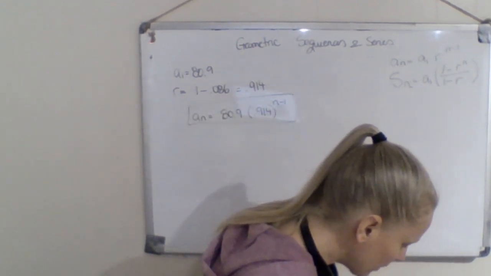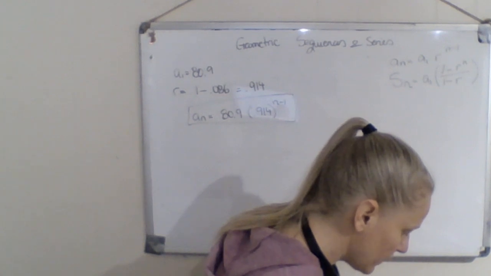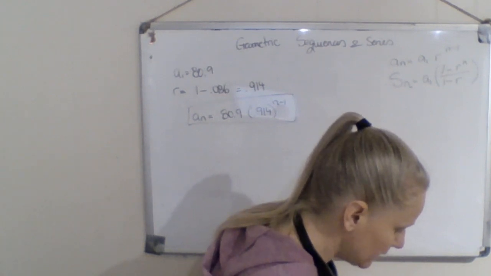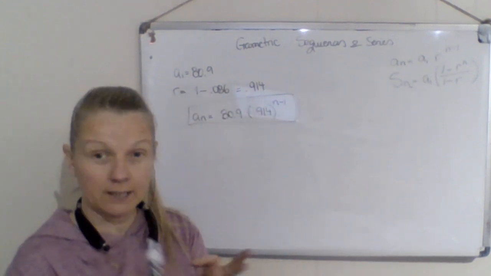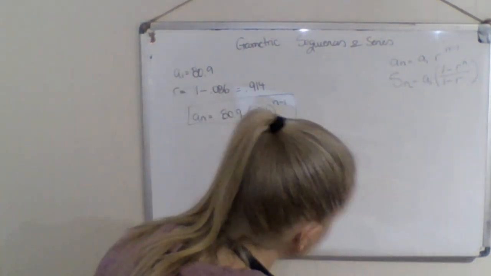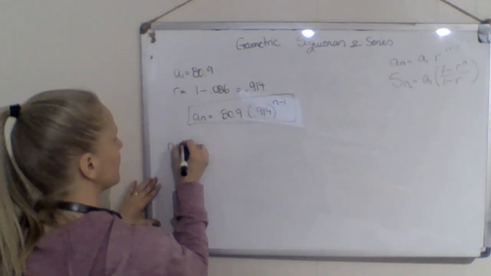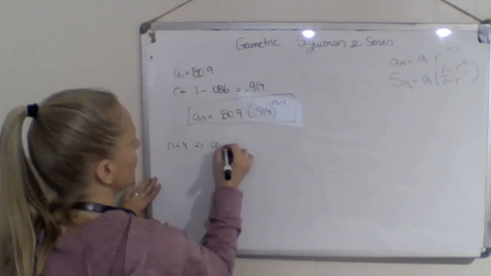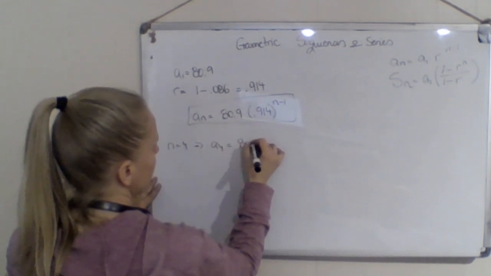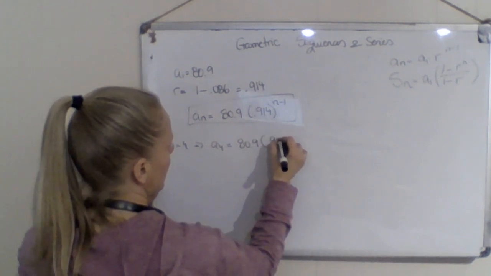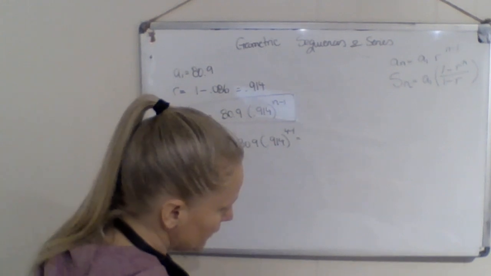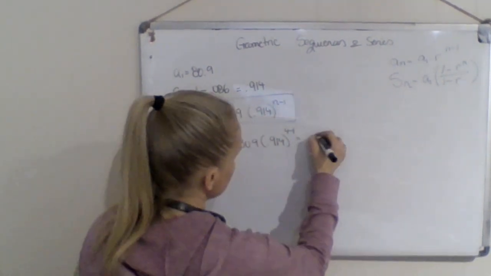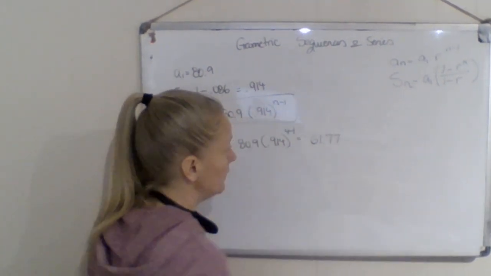For part B, it says what was the average monthly cellular phone bill in 1993. We started in 1990, 90, 91, 92, 93, which makes my N 4, which means A4 equals 80.9 times 0.914 to the 4 minus 1. Again, you're going to put this in your calculator, and you're going to come with about 61.77 roughly, okay?